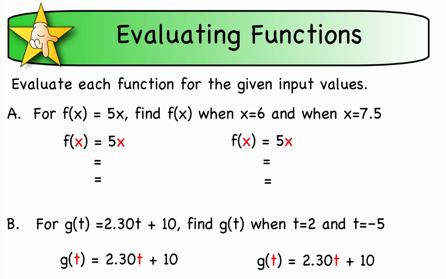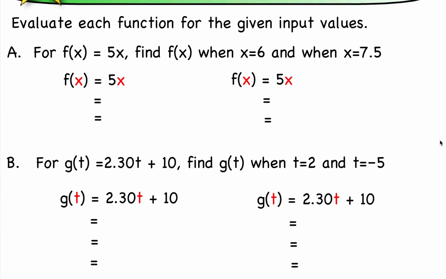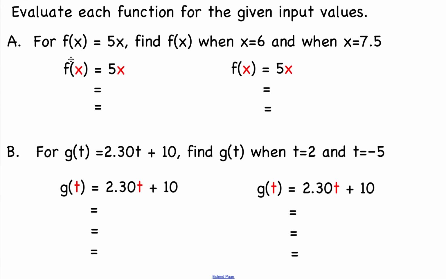All right, so on this screen, we're going to talk about how we evaluate functions. Our directions say evaluate the function for the given input values. So if we have a function rule, f of x equals 5x, we want to find f of x when x is 6 and then when x is 7.5. So I'll start with x equals 6. So here's our function rule. We always start with that, but instead of x, we're going to substitute the number 6. So we're really finding f of 6, and f of 6 is 5 times 6, or 30.